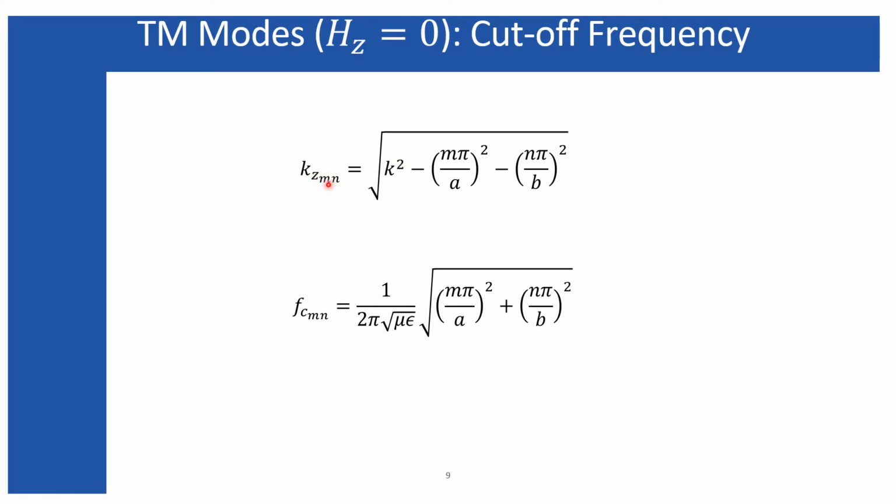So therefore, from that condition, the cutoff wave number kc can be found by making kz equal to 0, and the expression is similar to the previous one, that means for TE mode. But the only difference is that for TE mode, the dominant or fundamental mode was TE10, so n was 0, but in this case we cannot make n equal to 0. So therefore the cutoff frequency of the fundamental or dominant mode for TM mode in a rectangular waveguide is higher than for the TE mode in a rectangular waveguide.